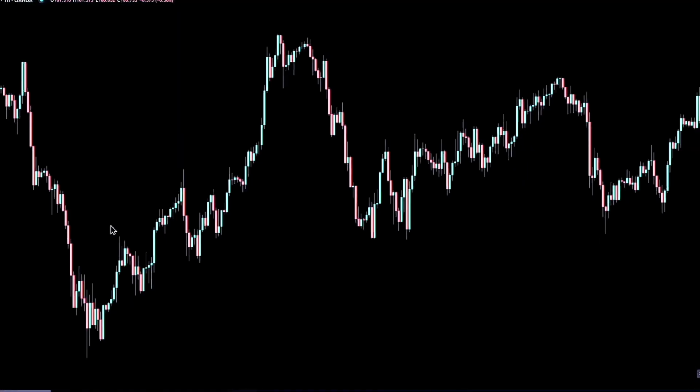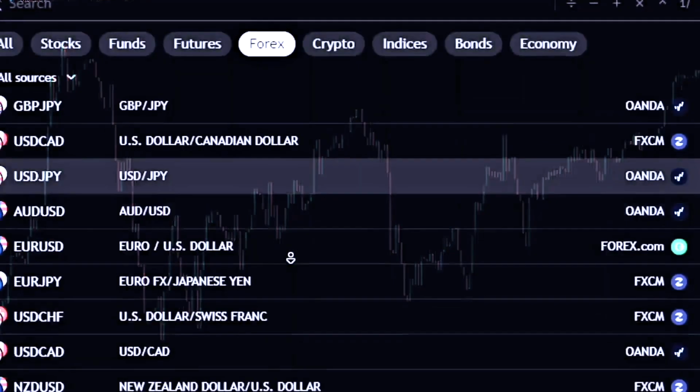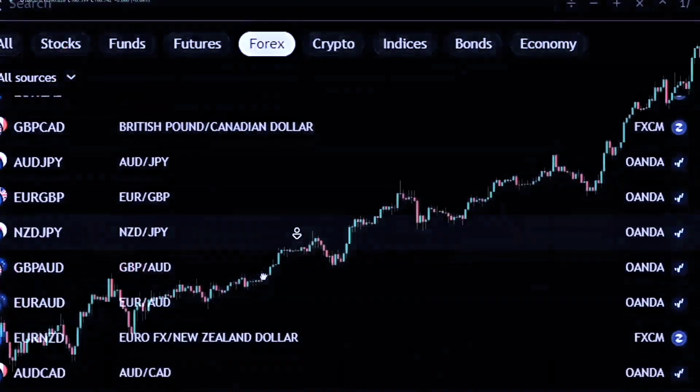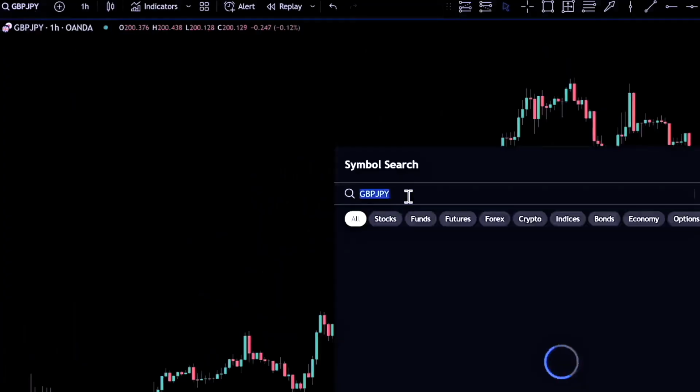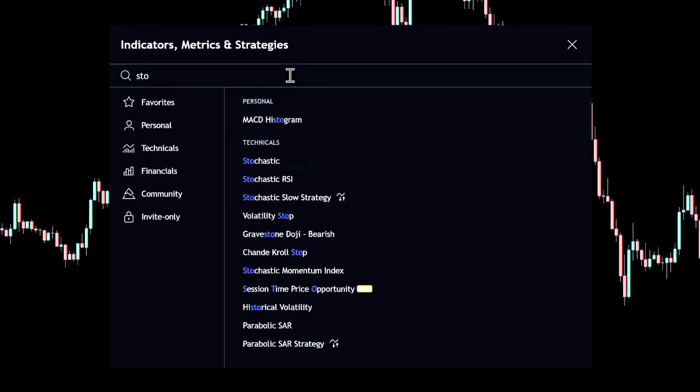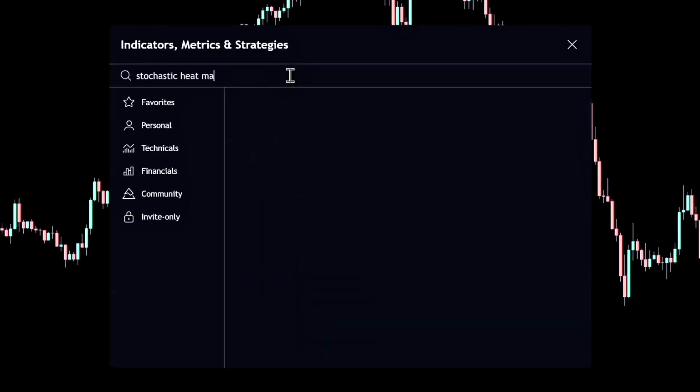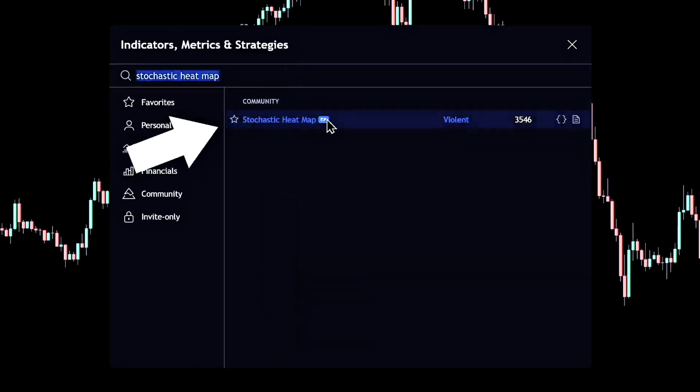Let's dive in. This new tool is called the Stochastic Heat Map. To use it, head over to TradingView, pull up any trading pair you want, and pick a time frame. I'm using the 1-hour chart for GBP JPY. Click on Indicators, search for a Stochastic Heat Map, and select the one by this amazing author.